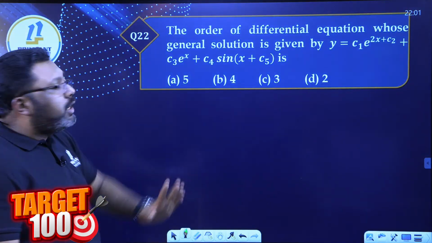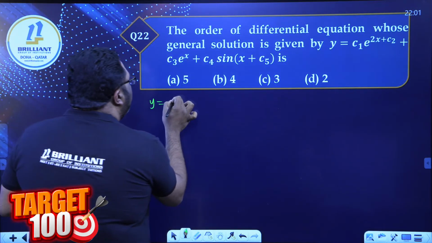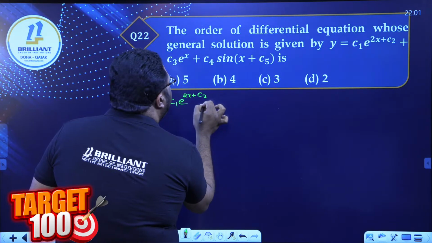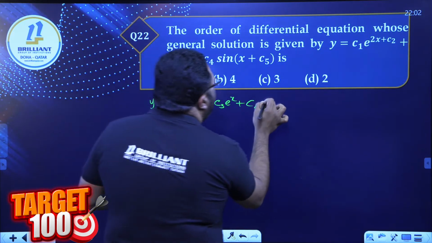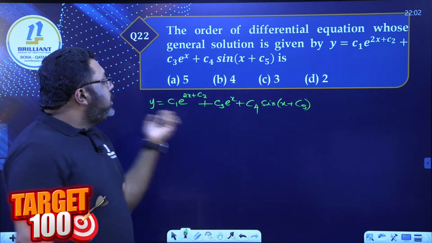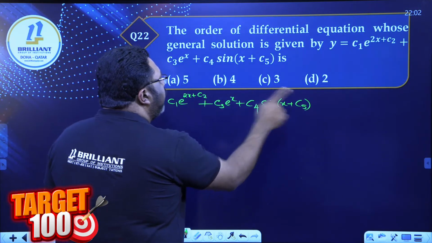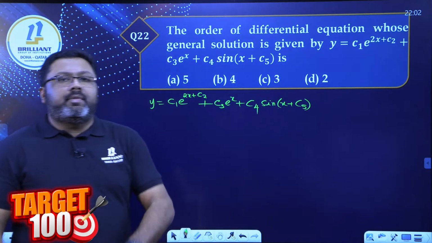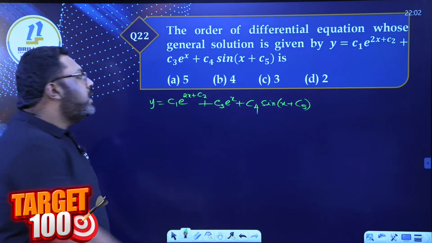The order of this is a very, very important type. It looks like a very complicated form, so let me write it first. y is equal to C1 e raised to (2x plus C2) plus C3 e raised to x plus C4 sine of (x plus C5). This is the general solution of a differential equation. Count the number of arbitrary constants. 1, 2, 3, 4, 5. They purposefully gave you C1, C2, C3, C4, C5 to make you count the number of arbitrary constants as 5. So you will go and take option A, but that is a wrong answer.